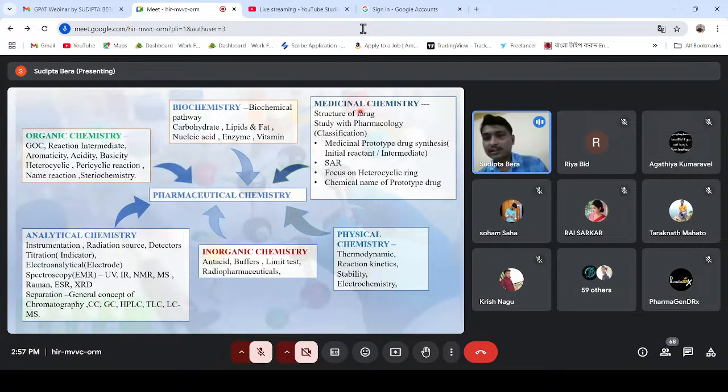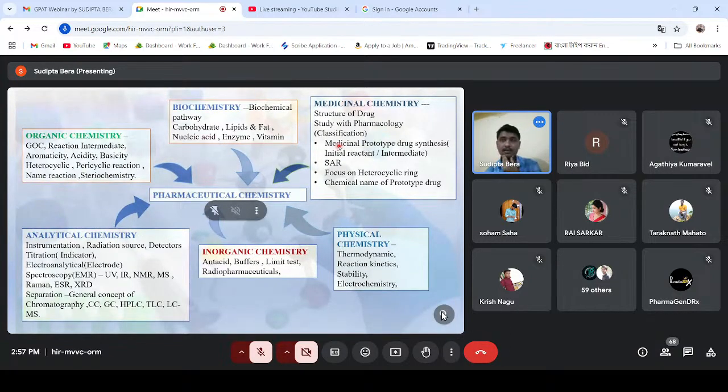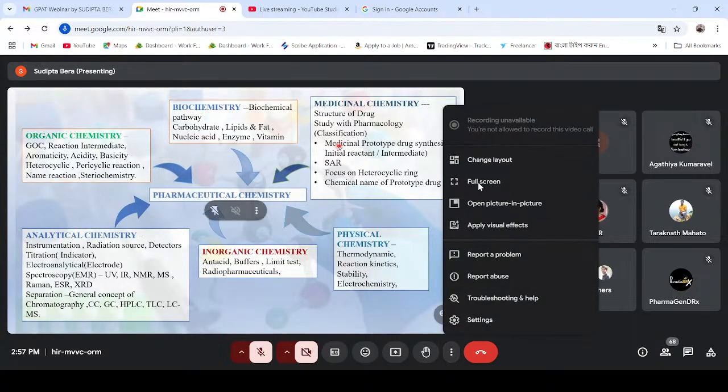How do you start medicinal chemistry? Study medicinal chemistry together with your pharmacology subject simultaneously. You should focus, because medicinal chemistry is also a core subject that gives you good marks and boosts your rank.